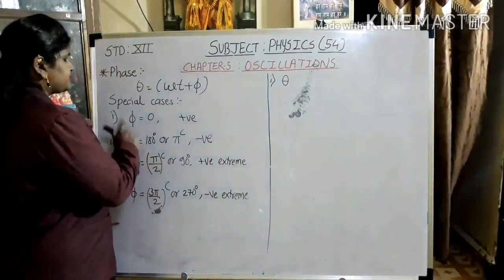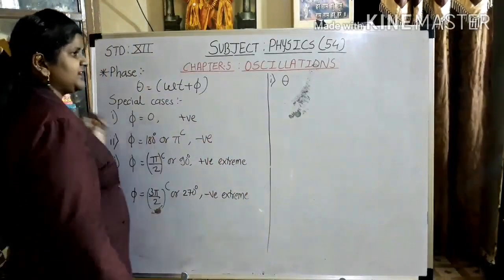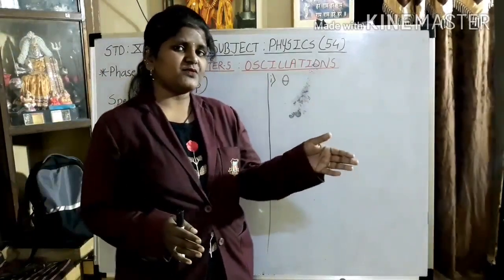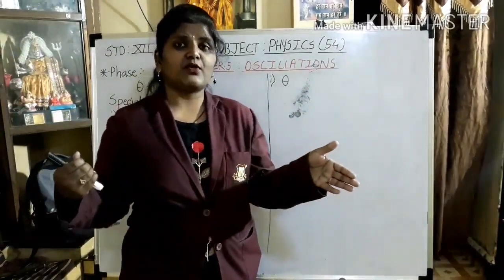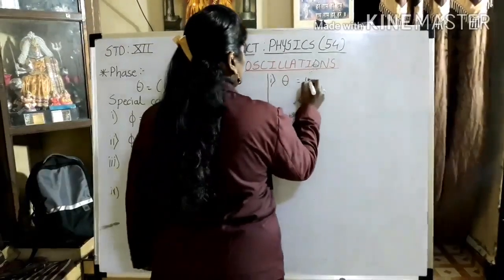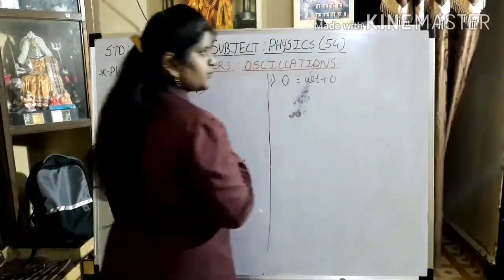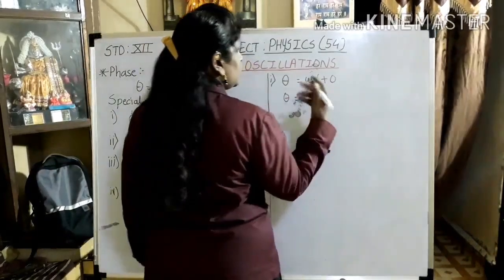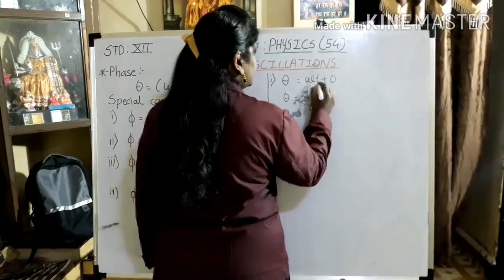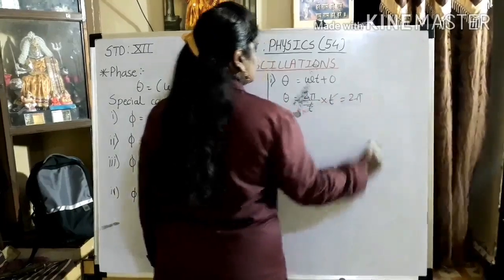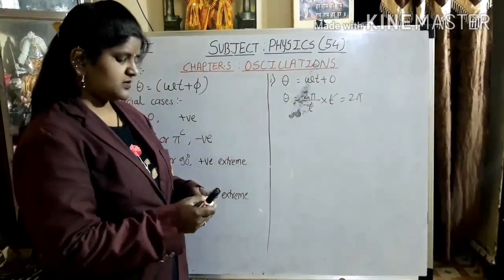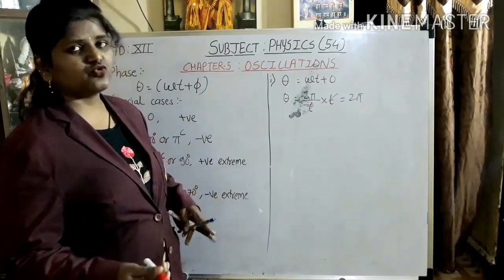So the first condition, when phi is 0, and it starts from the mean position in the positive direction. What will be theta? Theta is equal to omega t plus 0. As we all know, omega is 2 pi by T, and into t. So you get phase as 2 pi. This is the first case in which we get phase as 2 pi.